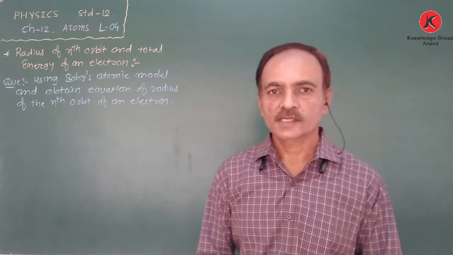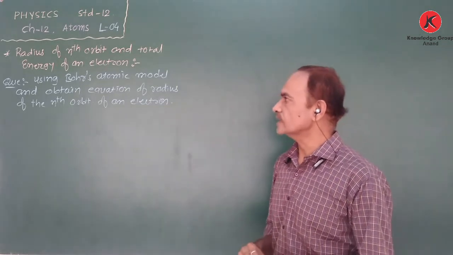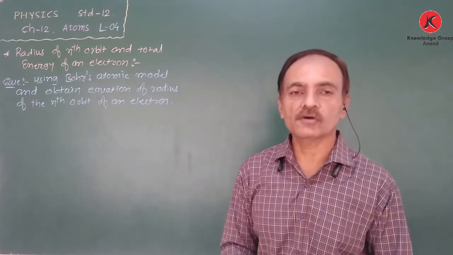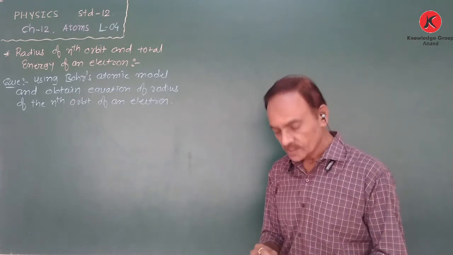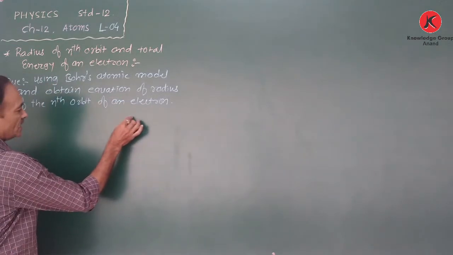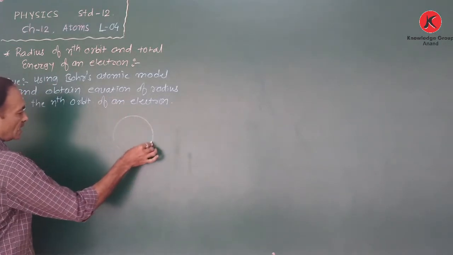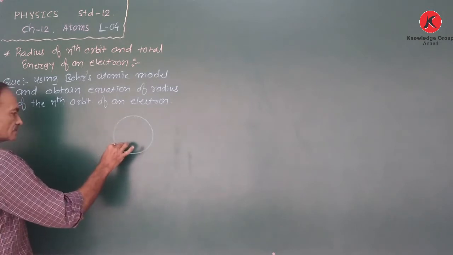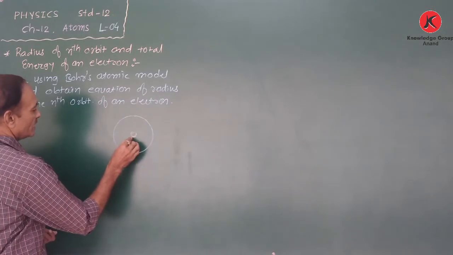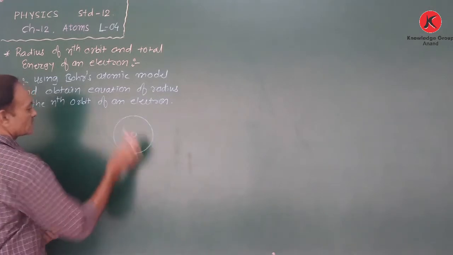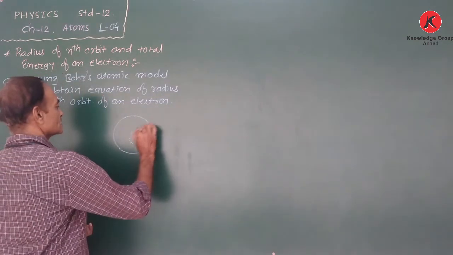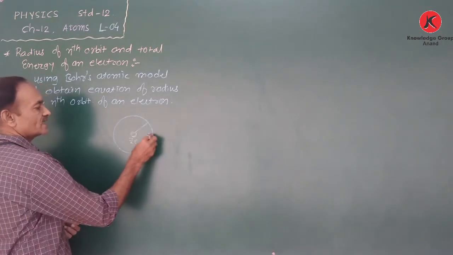So, the question is: using Bohr's atomic model, obtain the equation of the radius of the nth orbit of an electron. For that purpose, we consider that the electron revolves around the nucleus in a circular orbit. This orbit is the stable orbit. There is a small central region known as the nucleus, having charge Ze, where Z is the atomic number of the element and r is the radius of this orbit. Here we consider the nth orbit.